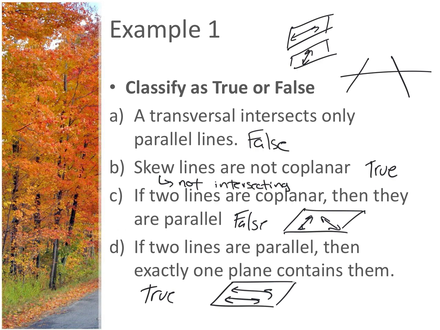Remember, a plane can be in any direction. So even if you have a cube, they can be parallel. It's just that the plane would be at a different angle, but it's still containing the two lines.